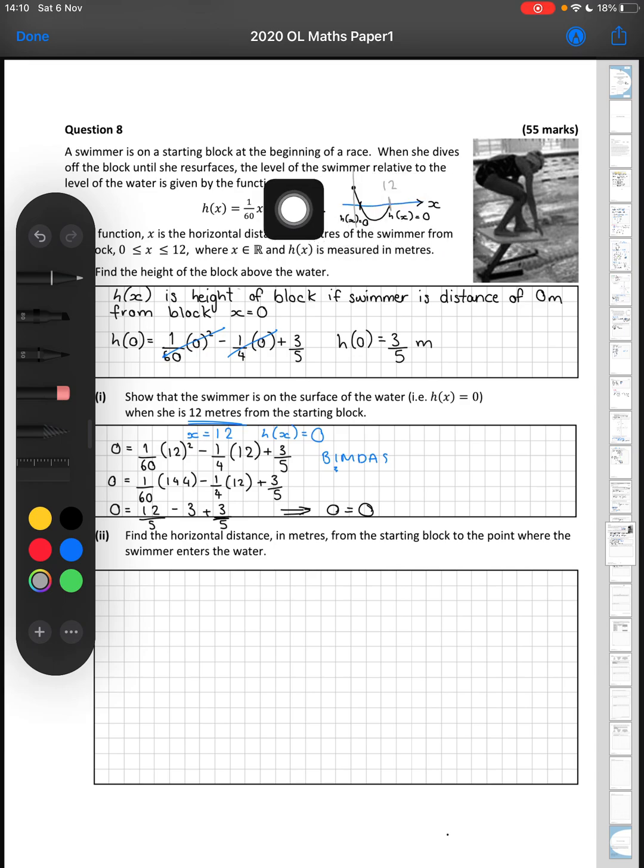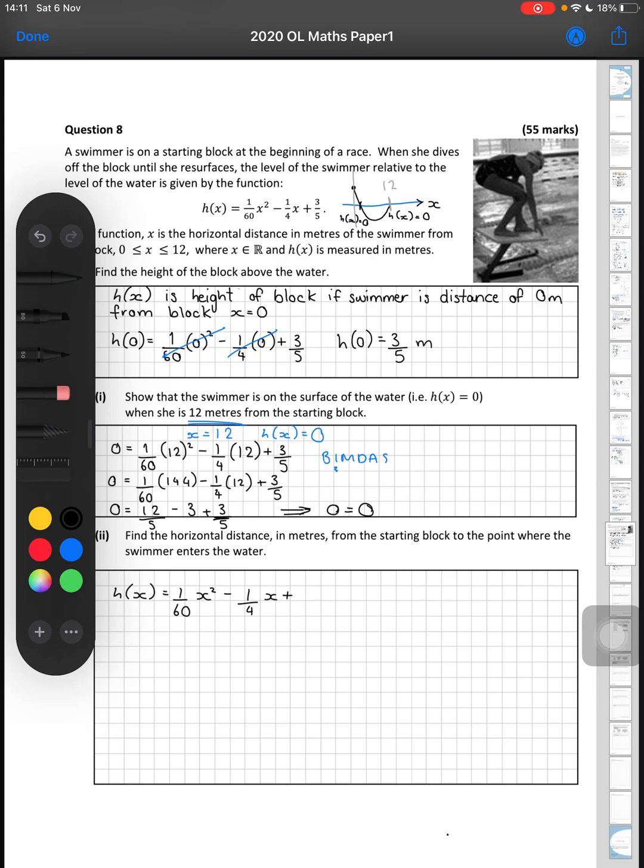Okay, then it says find the horizontal distance in meters from the starting block to the point where the swimmer enters the water. So we've found when she resurfaces back up, and now we want to find that initial point. If we find the two roots of this, the two places where h of x is equal to 0, one of them will be where she enters and one of them will be where she hits back up to the water.